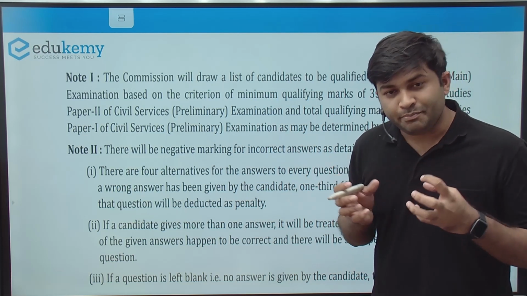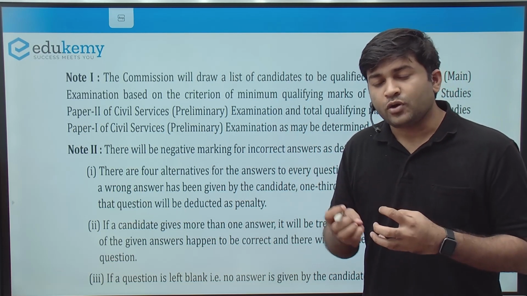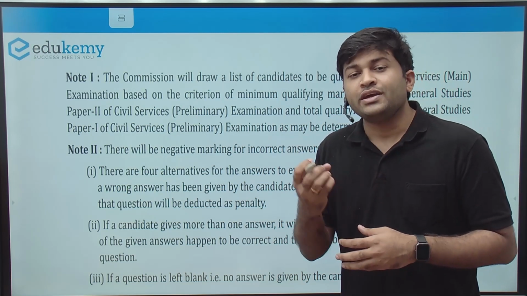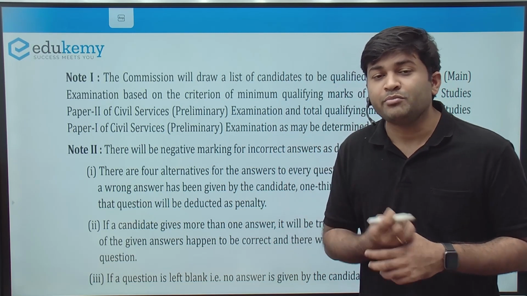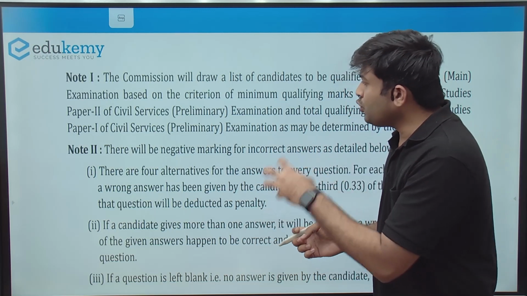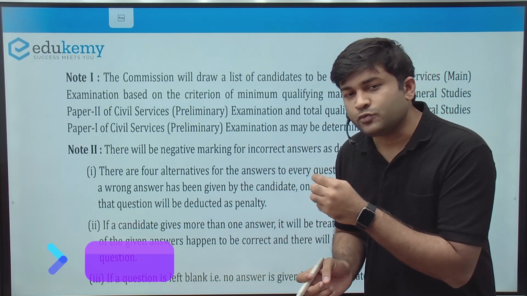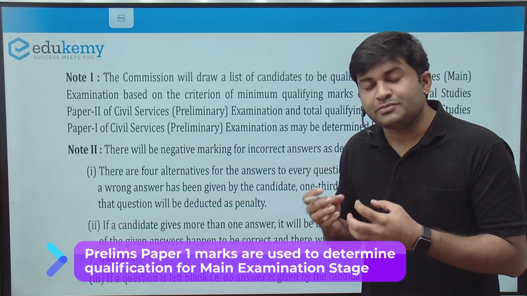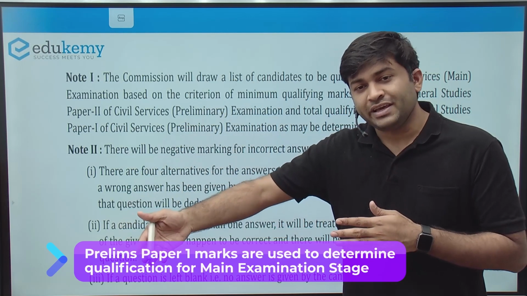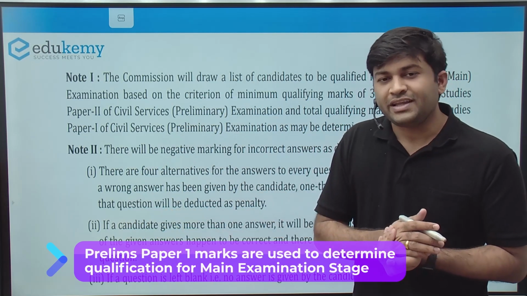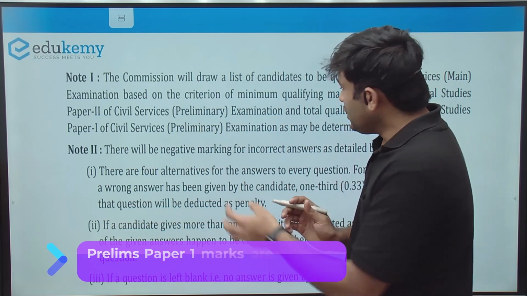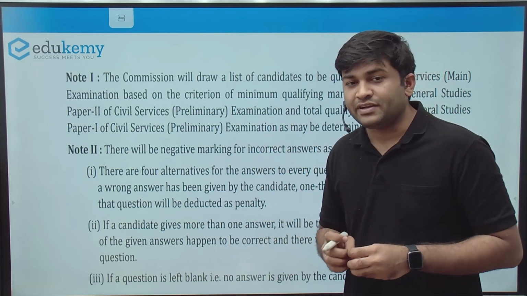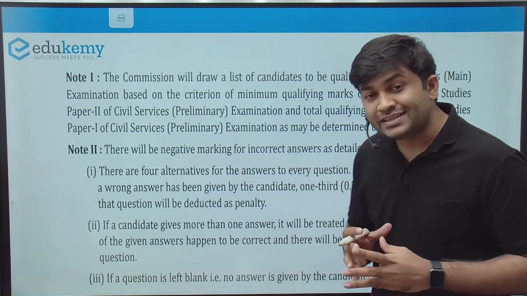So paper 2 is of a qualifying nature in a way that you have to score 33% minimum marks, and whatever score you are getting in paper 1 of the preliminary examination will be determining whether you are in the main examination or out of the main examination stage. Now coming to the pattern of the preliminary stage level. So there is a negative marking scheme.